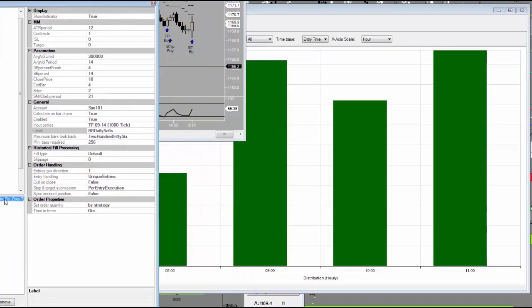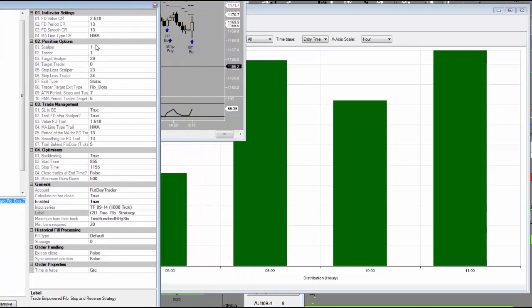Okay, so I left-click on the strategy, and right here are my variables. So here's my FIBDOT value. 1 lot for the scalper. I'm going to risk 23 ticks on the scalper to make 29. Then on the trader, I'm going to assign 1 contract to the trader. I have no target assigned. I'm risking 24 ticks, and then it's going to trail based on the FIBDOTs, and those FIBDOTs are going to be set to 1.618.